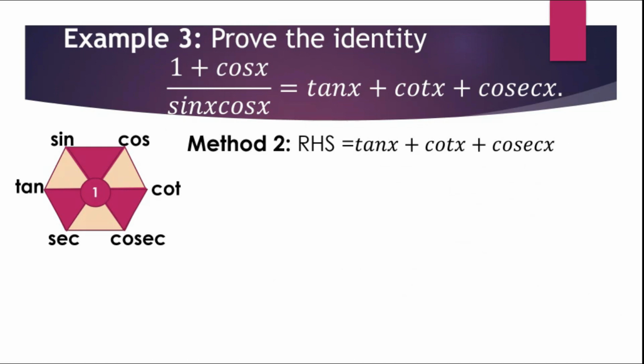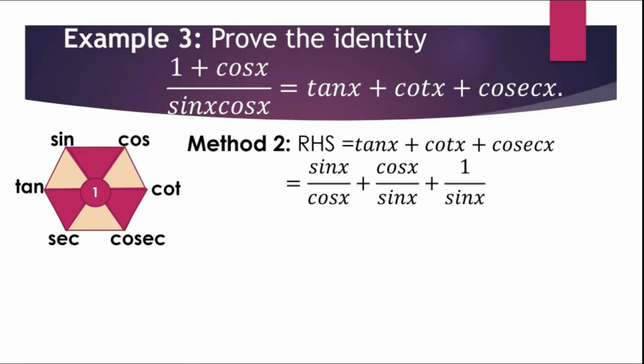Excuse me. So, let's try it. Let's express tan x as sine and cosine, so sine x over cosine x. Cotangent x as cos x over sine x. And then cosec x as 1 over sine x. So, from here, let us continue simplifying since we cannot cancel out anything here. We can just simplify it into one fraction.